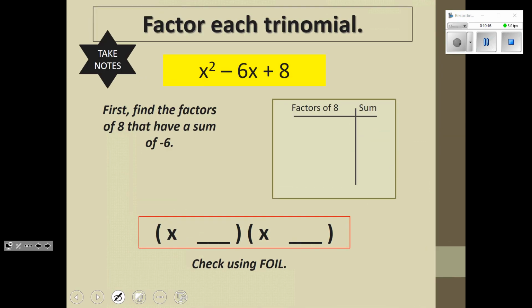In our next example, we have a positive 8. So I think of factor pairs for 8: 1 and 8, 2 and 4. And I want them to result, when I add them, in a negative 6. If I make both the 2 and the 4 negative and add them together, that would result in a negative 6, and they multiply to get a positive 8. So my binomials are x minus 2 and x minus 4.